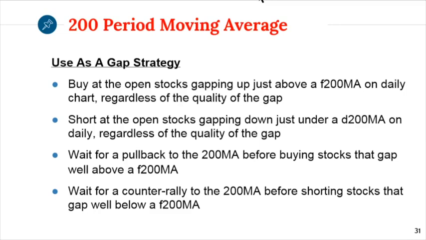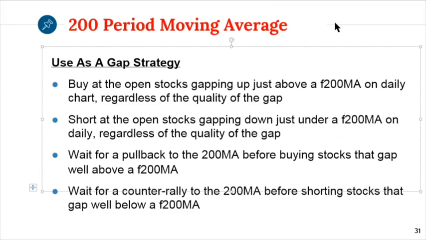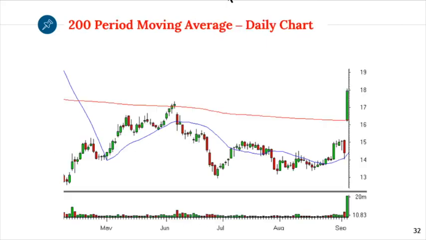Look to short at the open stocks gapping down just under a flat 200 MA on the daily chart, regardless of the quality of the gap. However, you want to wait for a pullback to the 200 MA before buying a stock that is gapping well above a flat 200 MA. So if it gaps well above on the daily chart, you want to wait for a pullback. Or if it's gapping well below the 200 MA, then you want to wait for a counter rally before shorting it. Let me show you some examples.